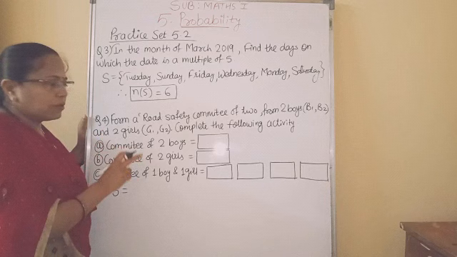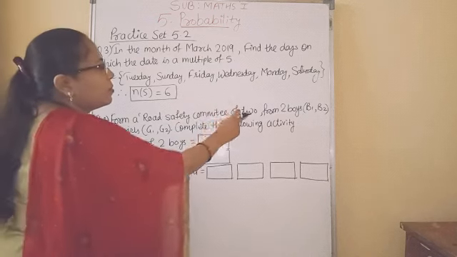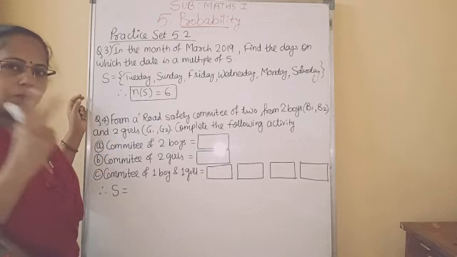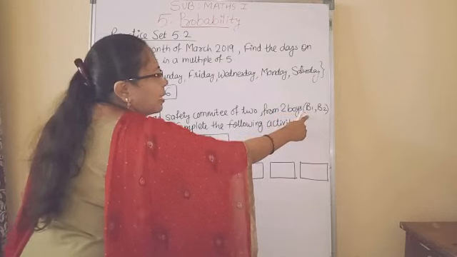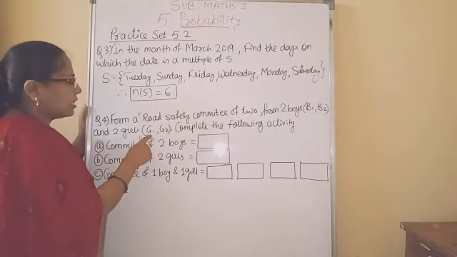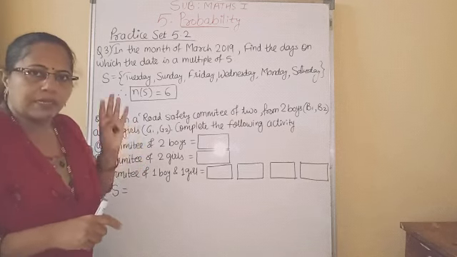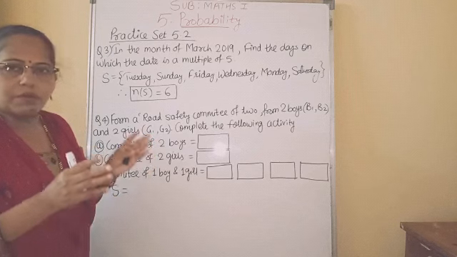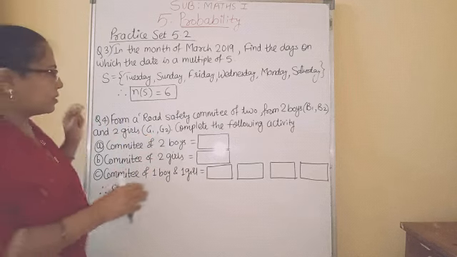Follow this question. Now question number 4, which is also a very important question. Such type of question may also come in the exam. Form a road safety committee of 2. That means we have to form a committee in which only 2 persons are there, from 2 boys, B1, B2, and 2 girls, G1, G2. That means there are 4 persons, and from these 4 people, we have to make a committee which has only 2 persons.